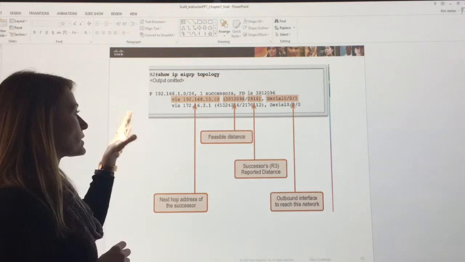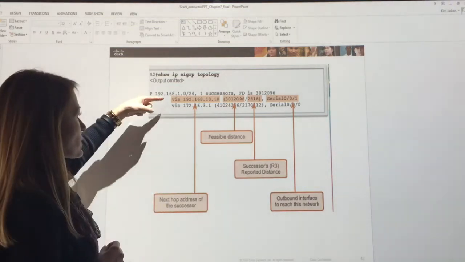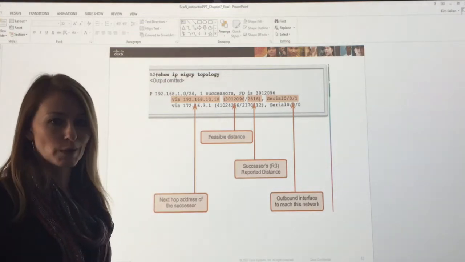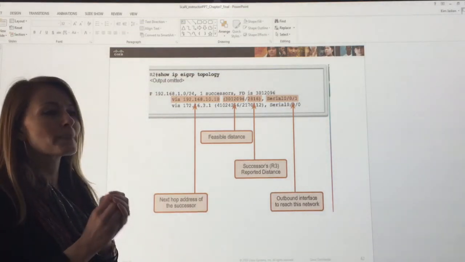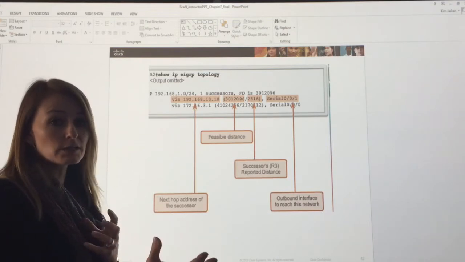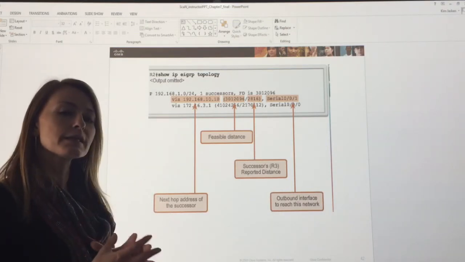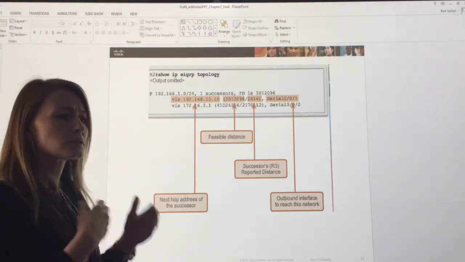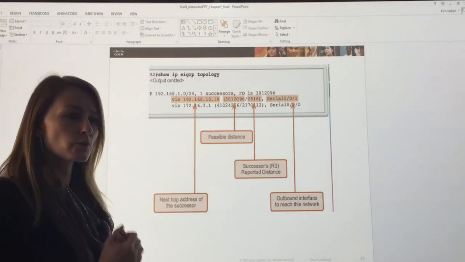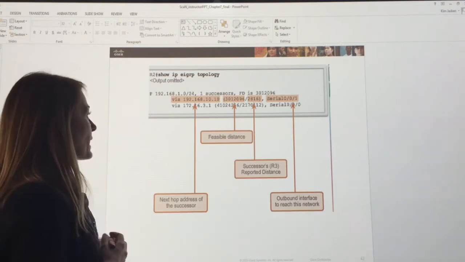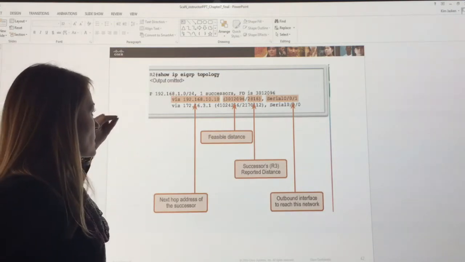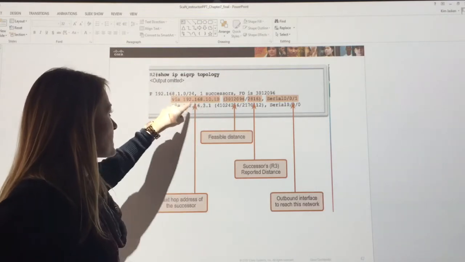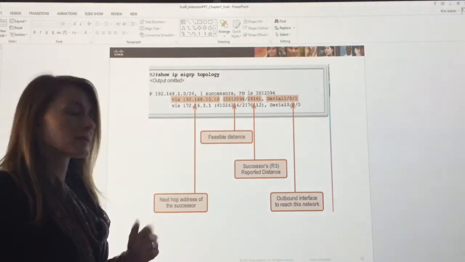So what this is showing you here is two things. It's showing you, first of all, the highlighted entry is the successor route. Remember, the successor is the neighbor, the next hop of the least cost loop-free path. So it's the best choice. It's where you want to go when the router is routing its packet. So after the word via, this is the IP address of the successor.